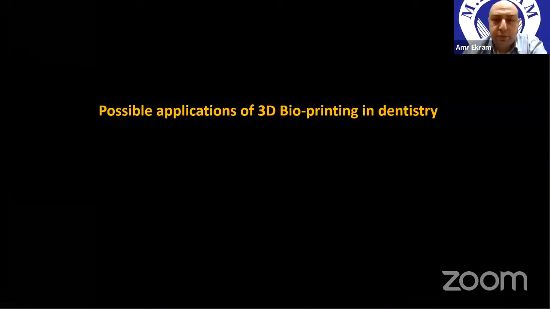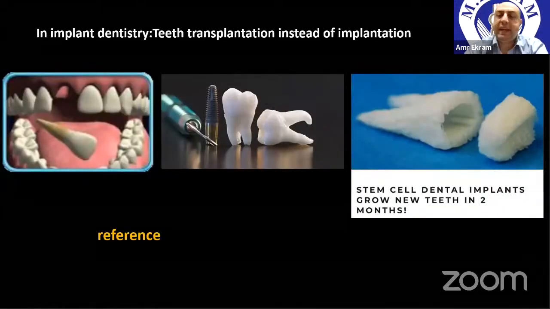So what are the possible applications of 3D bioprinting in dentistry? We can use the stem cells to print teeth. We can print bone. We can use teeth transplantation. So you can print your tooth in the future. You don't need to put an implant. You can put a 3D bioprinted tooth.